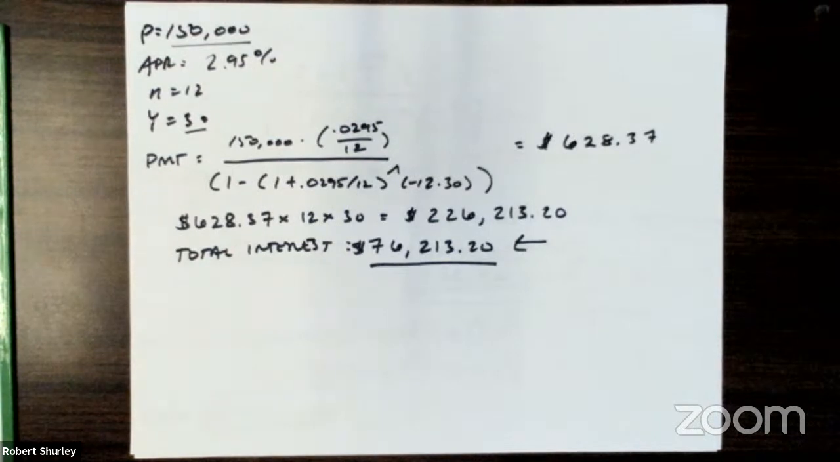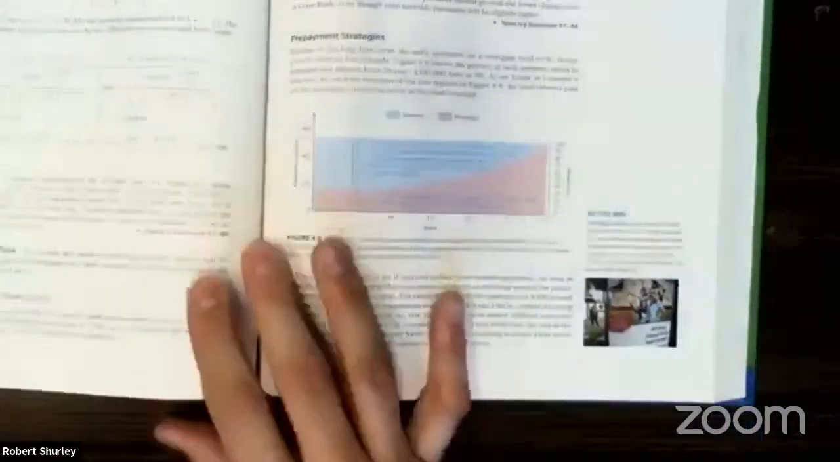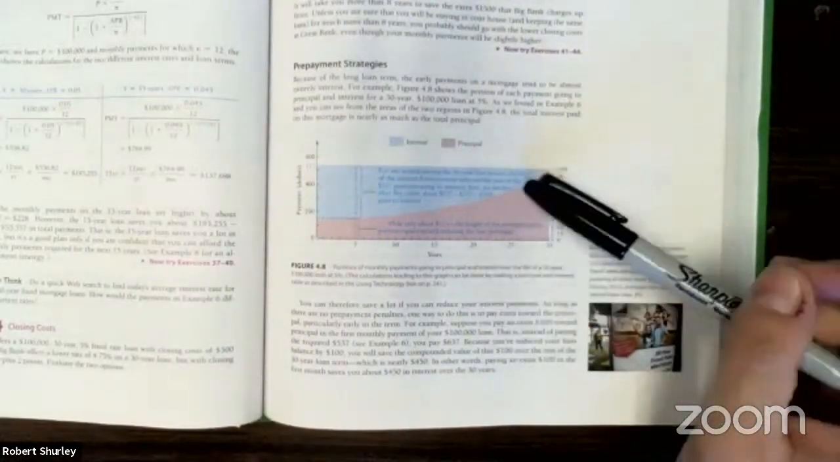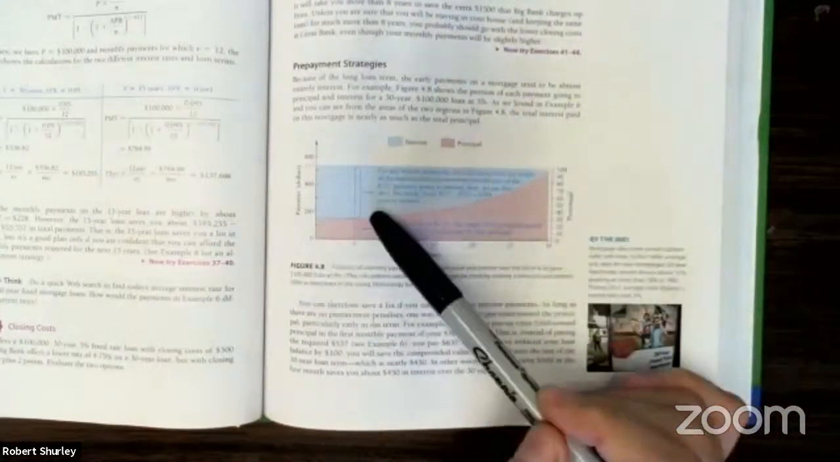Your book then goes over the closing cost question. You can look at that one. It is pretty interesting. But the one graph I want to talk about is in the book here, and it's on the prepayment strategies. Let me see if I can get that a little better in focus. Probably not. You're going to have to open the book up. It's on page 247. This is the graph.